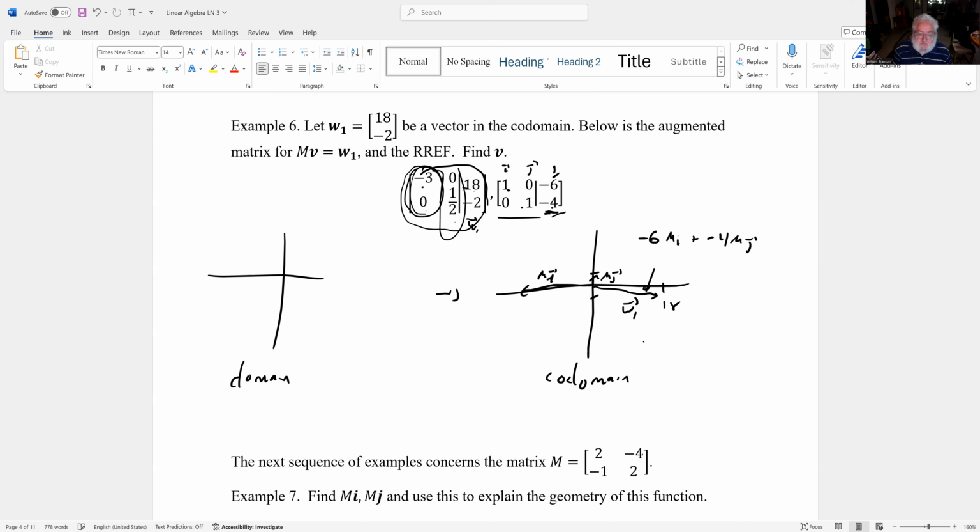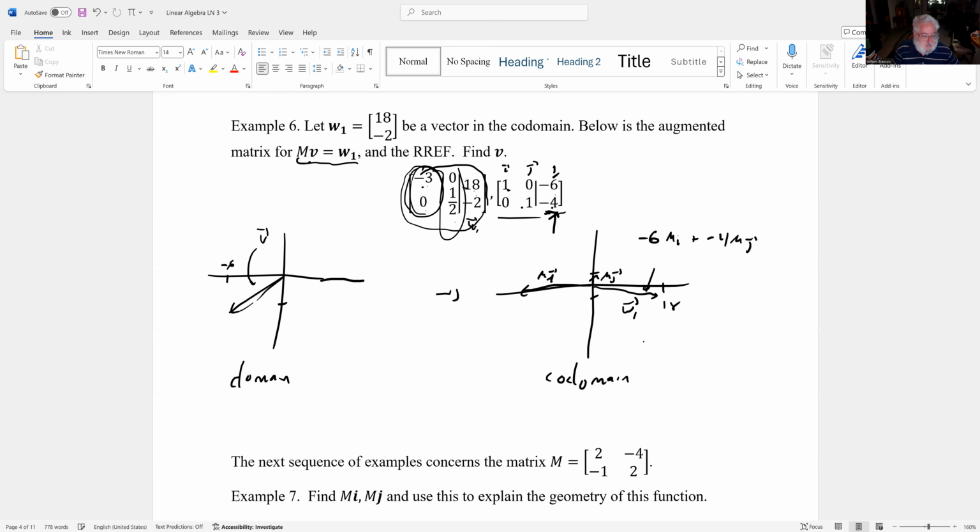right? Those coefficients are the solution to this set of equations. So minus 6 times minus 3 gives me 18. Minus 4 times 1/2 gives me the minus 2. So this vector over in the domain, minus 6, minus 4, should give me the solution to this equation.